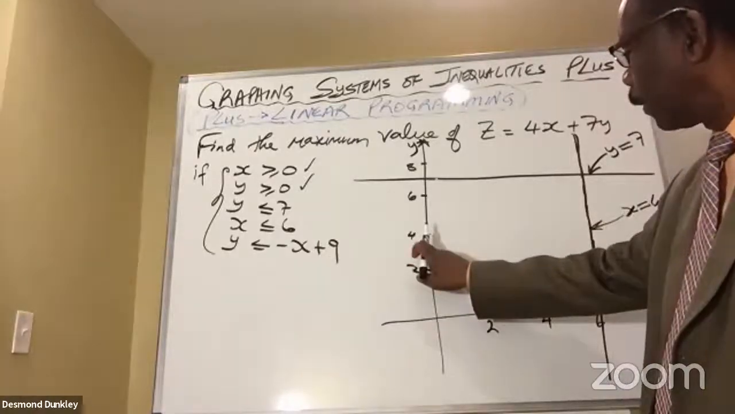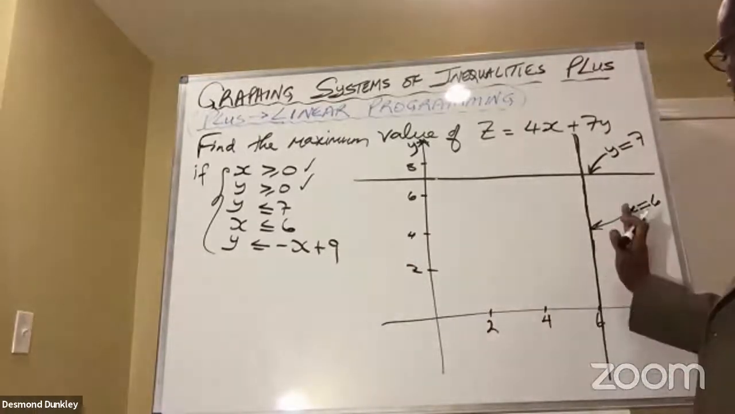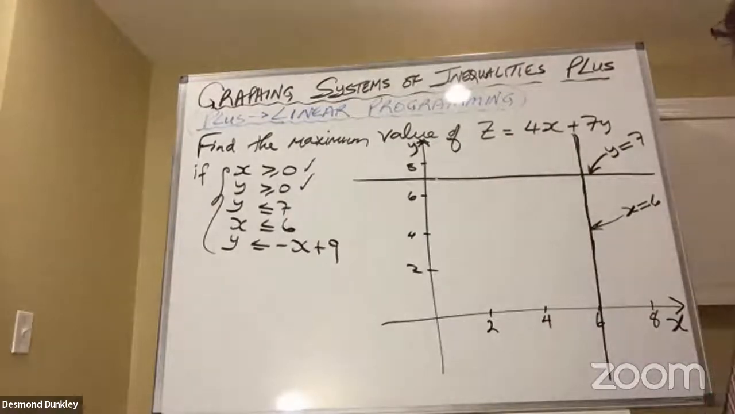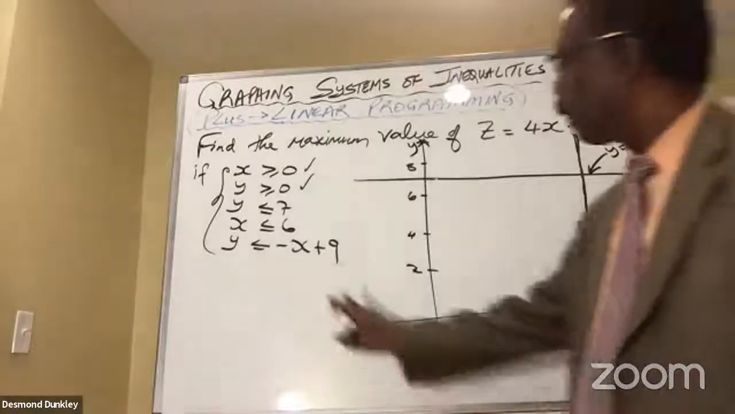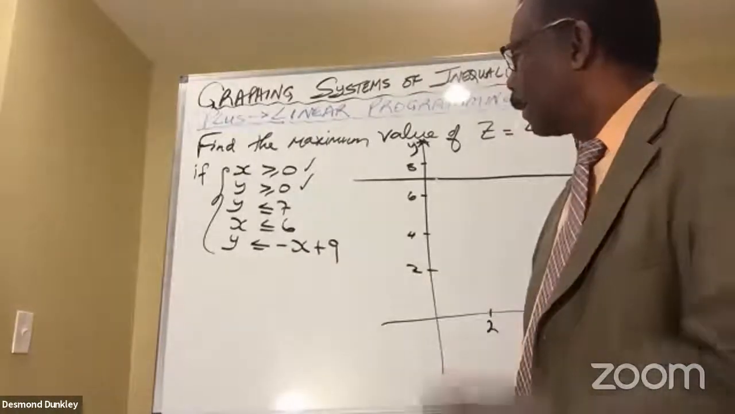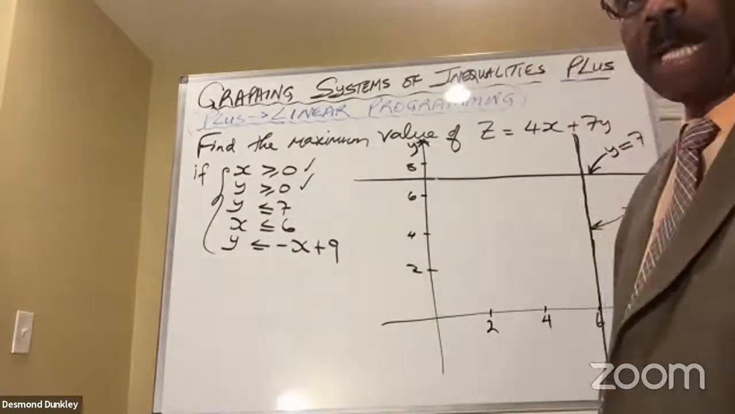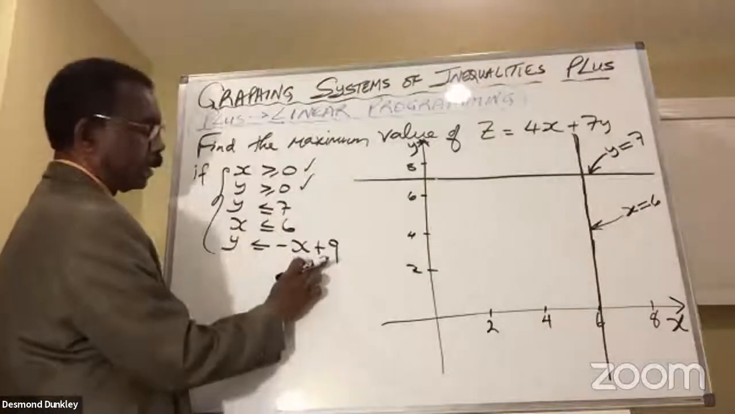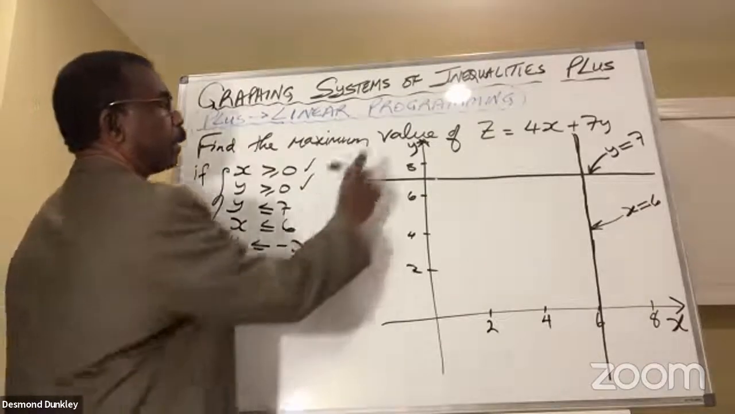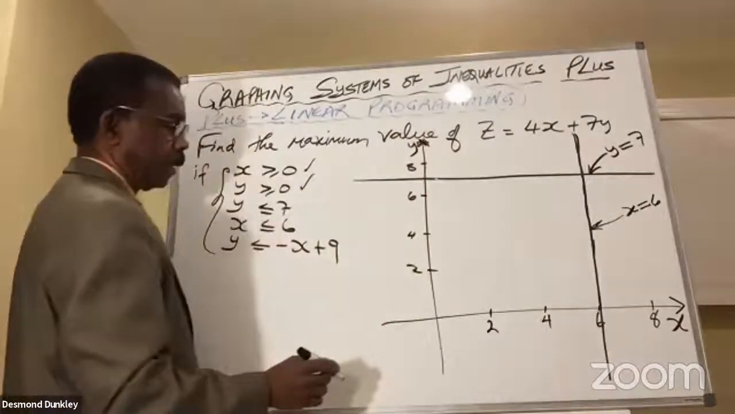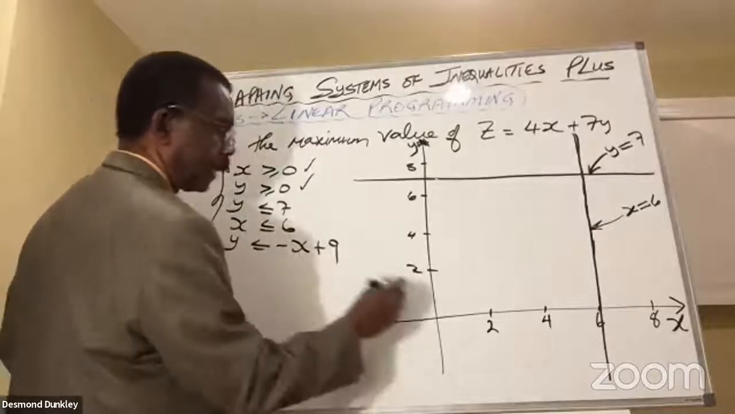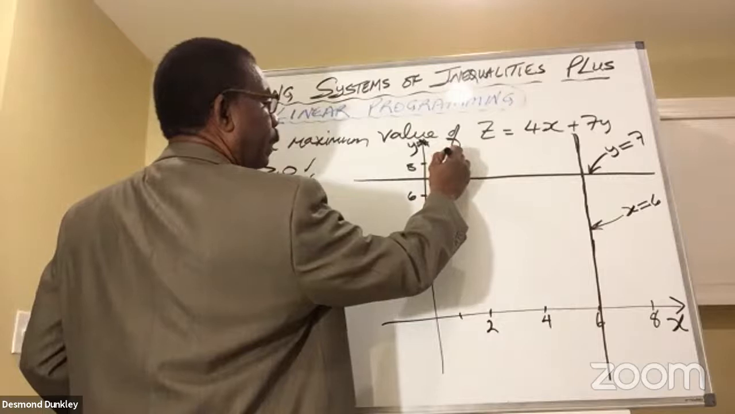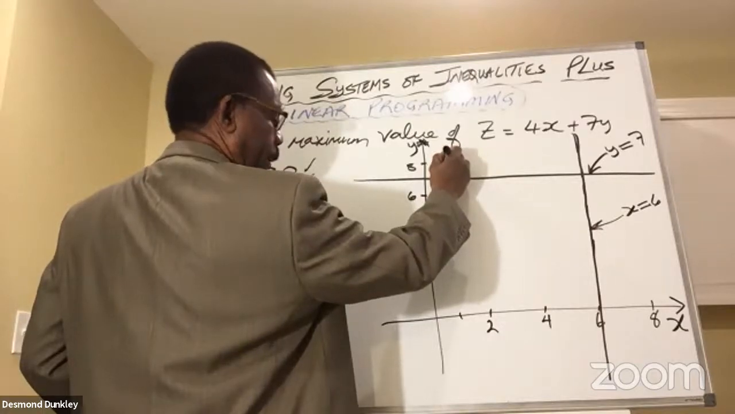So we have this boundary here, this boundary here, this boundary here, and this boundary here. So somewhere in here is going to be our solution set. So now we have to consider this portion right here. y is less than or equal to negative x plus 9. So this 9 represents your y-intercept, okay? And the negative slope means that you go across 1 and you come down 1. So it's going to be something to this effect.